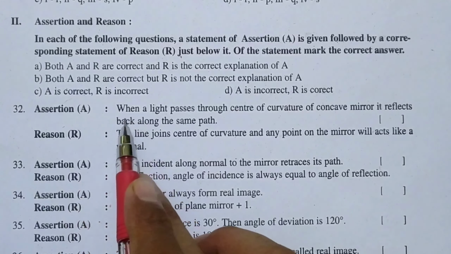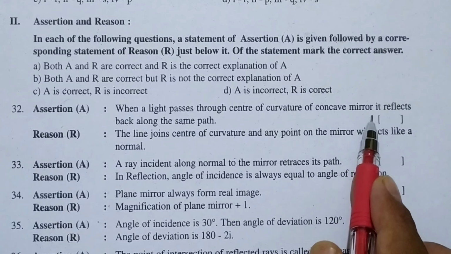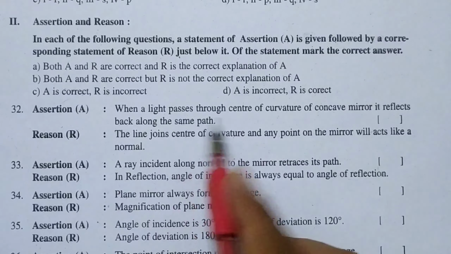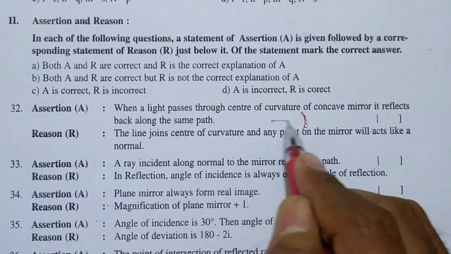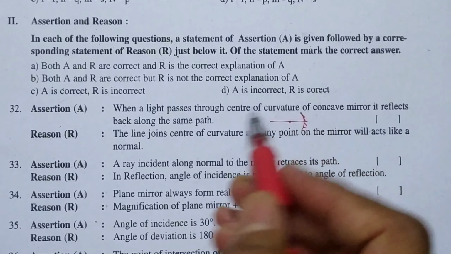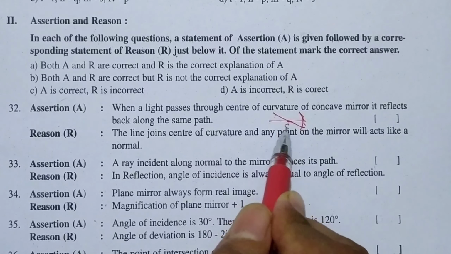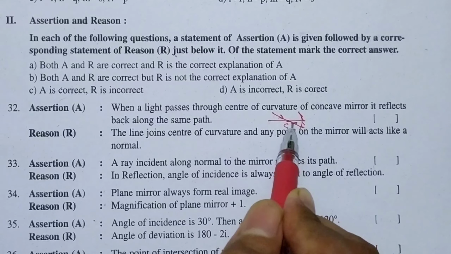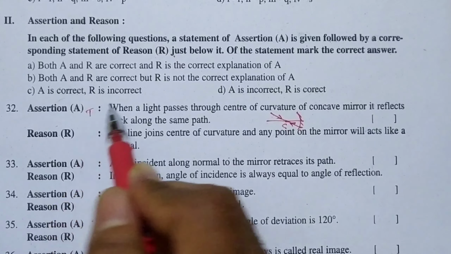Assertion A is given as, when light passes through the center of curvature of a concave mirror, it reflects back along the same path. Now let us see here, this is a concave mirror and this is the principal axis, and here is the center of curvature. Let us draw a ray which is passing through the center of curvature. As we know, it follows the same path. So assertion A is true.